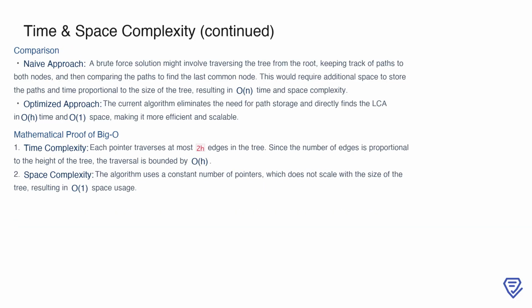Finally, let's compare this optimized approach to a naive solution. A brute force method might involve traversing the tree from the root, recording the entire paths to both nodes, and then comparing these paths to determine the last common node.